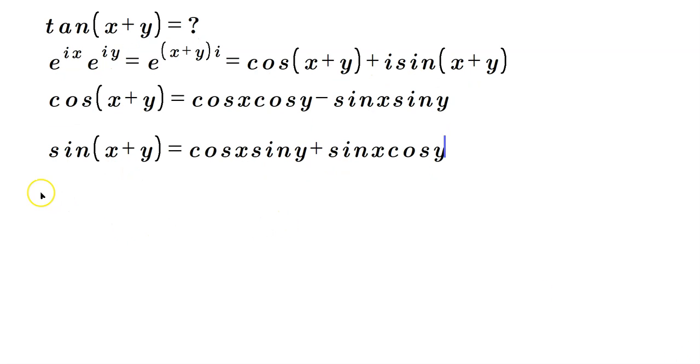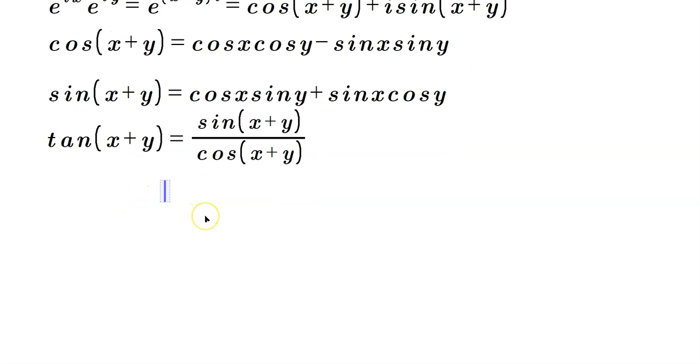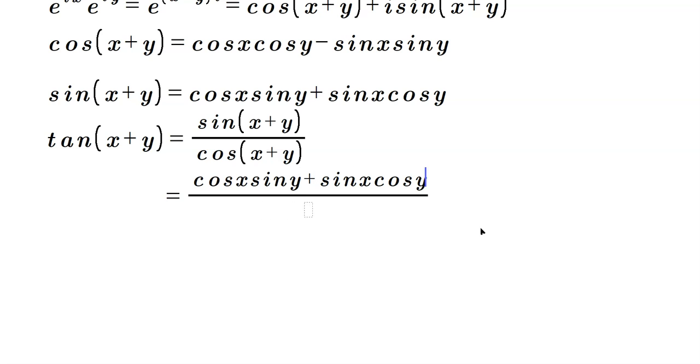Now we can find tangent of x plus y pretty simply. Tangent of x plus y is just equal to sine of x plus y divided by cosine of x plus y. Pretty standard. Now we can just replace each of those with the corresponding identities from above. So, cosine x sine y plus sine x cosine y, divided by cosine of x plus y, which is cosine x cosine y minus sine x sine y.